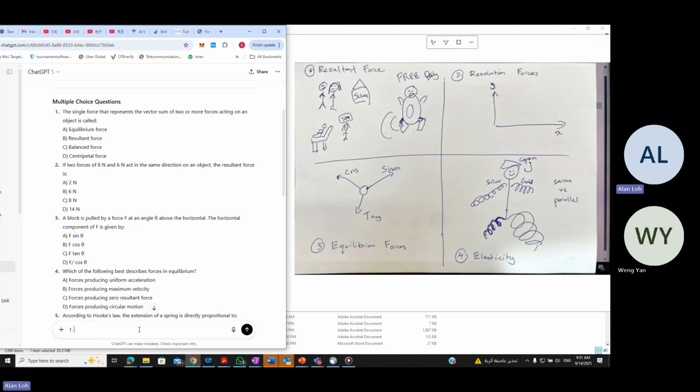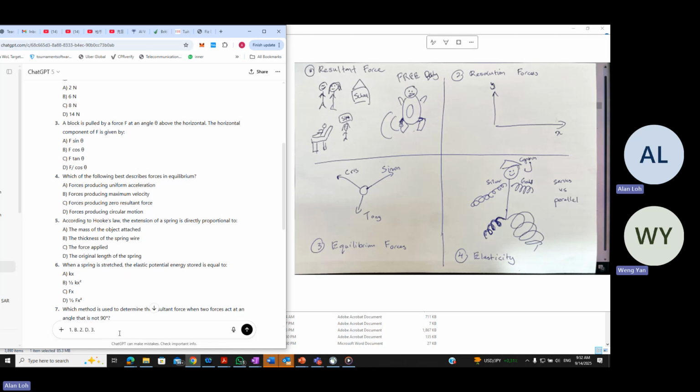Okay, and now you're in the exam. Read the question. The same drill. Read the question. Tell me which drawer. Then tell me the answer. The first one is the first drawer, and the answer is B, which is resultant force. And the second one, if the two forces of 8N and 6N are in the same direction on an object, the resultant force is 8 plus 6, which is 14. Okay, it's the first drawer, right? Yeah, it's the one where me and Shen are pulling in the same direction.